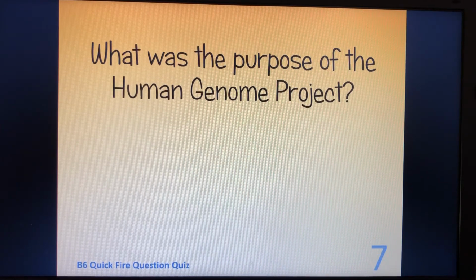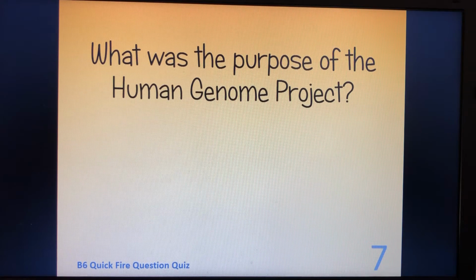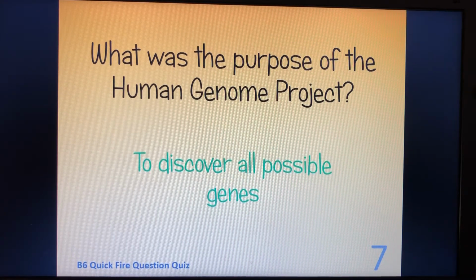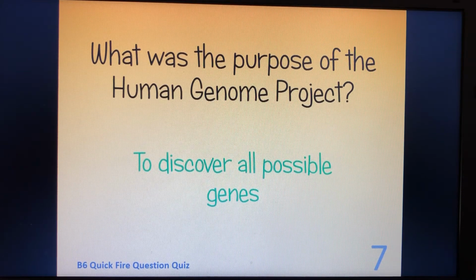Question 7. What was the purpose of the Human Genome Project? So your genome is your genetic makeup. And the answer is to discover all the possible genes. It was lots of scientists working together from across the world to discover all the possible human genes.